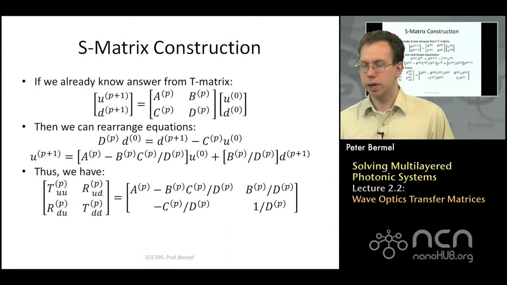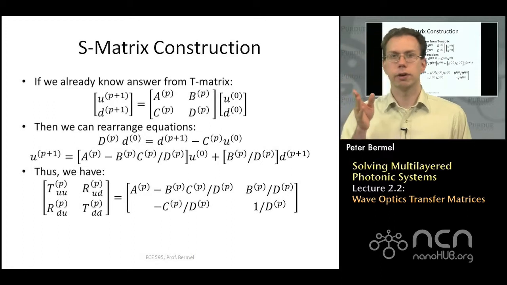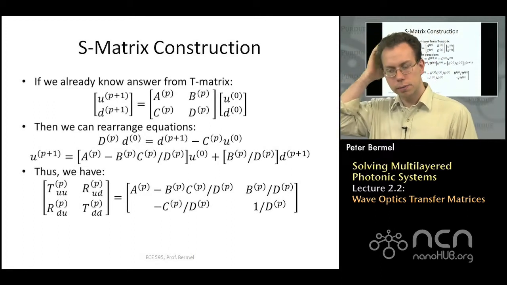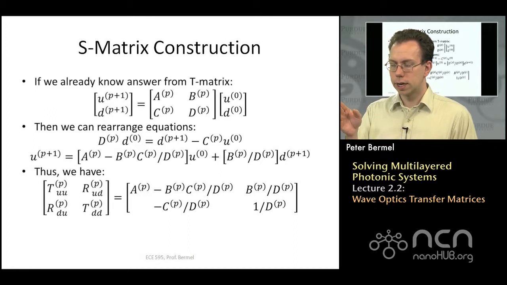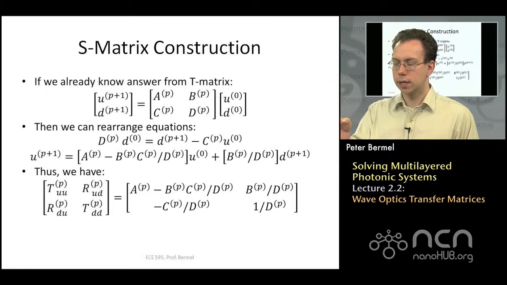So now we're going to talk briefly about how we construct the S-matrices. There are different ways to do this, of course. The most obvious way is, if we already have a T-matrix that we calculated between the 0th and P+1th layer, then we can rewrite the equations so that everything is calculated in terms of the up output in the P+1 layer, U_{P+1}, and then in terms of D_0, okay?